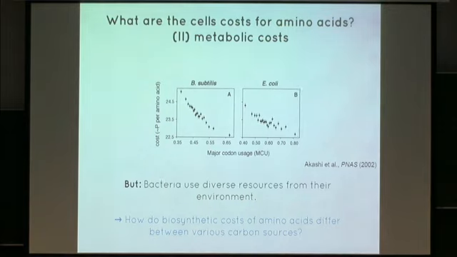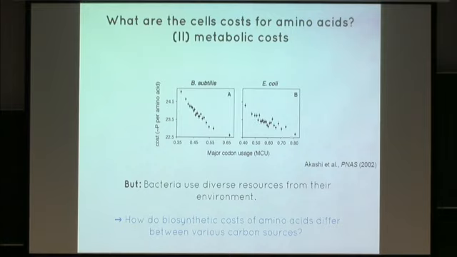These costs, for example, were estimated early on in this study, and they estimated how many ATP molecules are needed to produce a certain amino acid, and they found that this is negatively correlated with the major codon usage. For example, expensive amino acids like tryptophan, because it's big, need a lot of ATP. They found that it's less used in the proteome than the cheap amino acids. But what has not been considered in this study is how environmental factors could change these biosynthetic costs.